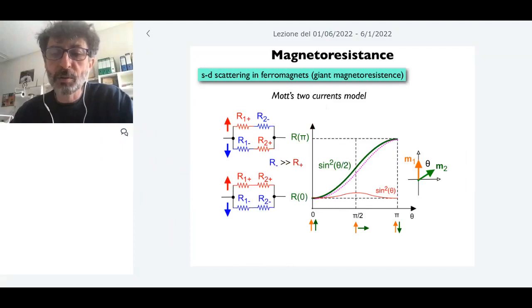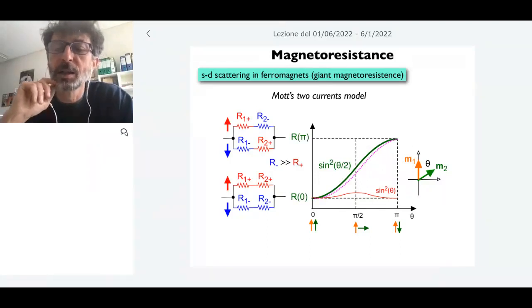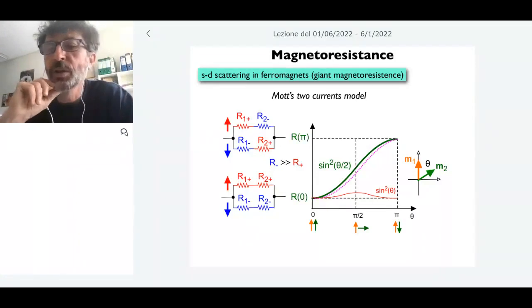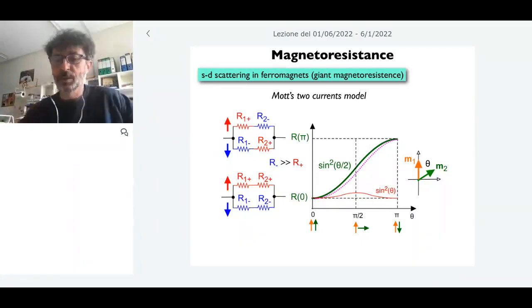So I jump over this because essentially it tells what I've just mentioned here. In this case, you have parallel magnetization, you have always one channel which is favorable, but with antiparallel, no. So you can use this Mott two-current model, with resistances in parallel, to explain this giant magnetoresistance effect. And this was the original interpretation given by Albert Fert.